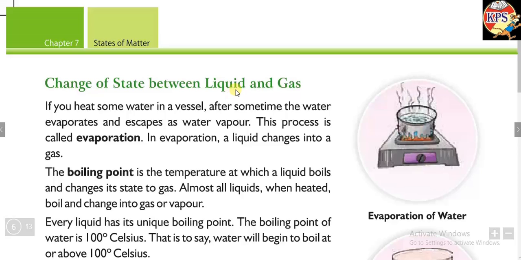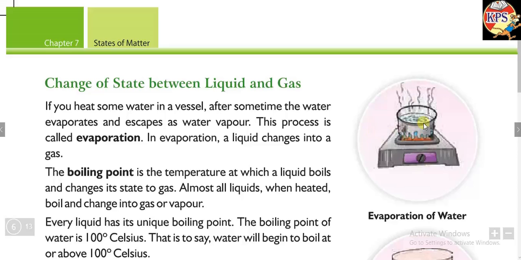So liquid is, suppose, water and gas is, suppose, water vapor. Suppose when we are heating the water, it will convert into water vapor. So if you heat some water in a vessel, after some time the water evaporates and escapes as water vapor. This process is called evaporation. In evaporation, a liquid changes into a gas.